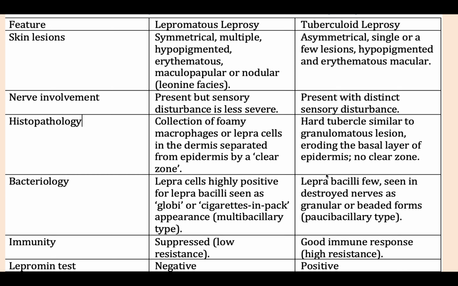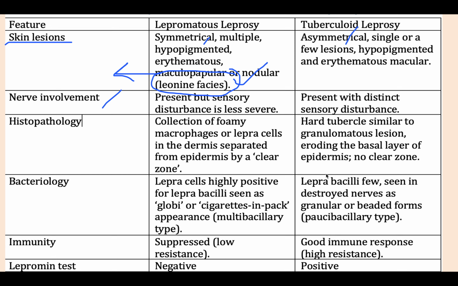To be very brief, we will not discuss the clinical appearance mainly. In lepromatous leprosy the skin lesions are symmetrical; here in tuberculoid they are asymmetrical. The patient can present with typical faces which have maculopapular or nodular appearance, that is leonine facies. The name comes from the patient resembling a lion, lion like faces. So in cases of lepromatous leprosy you will have that.